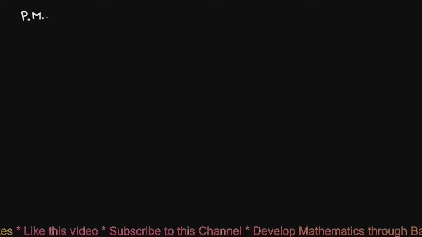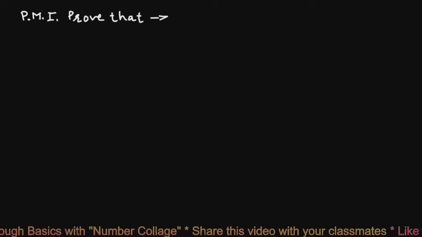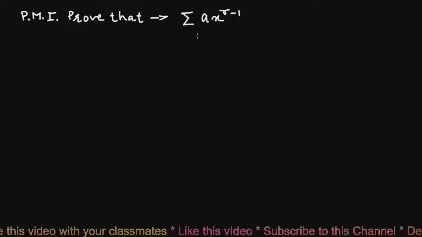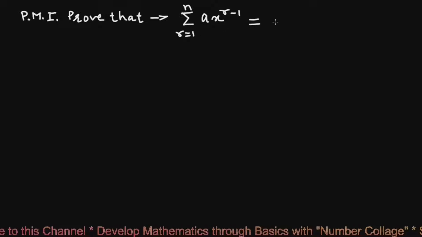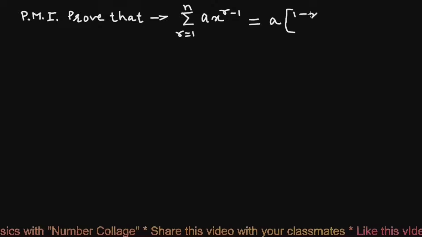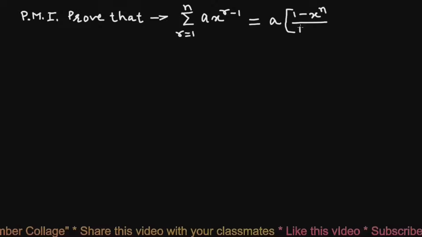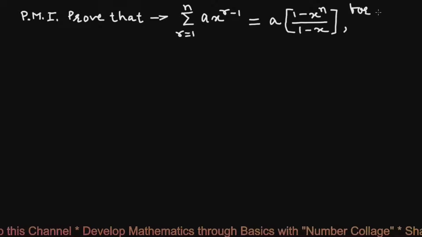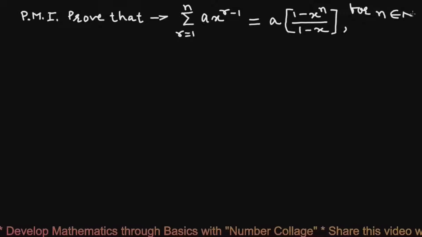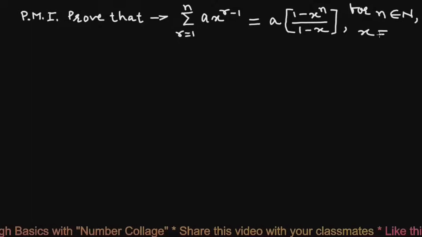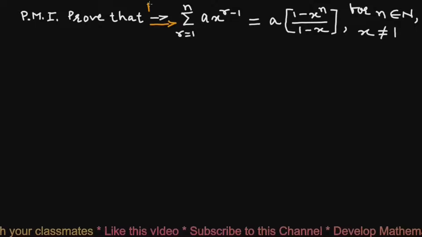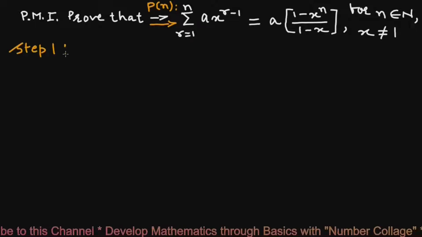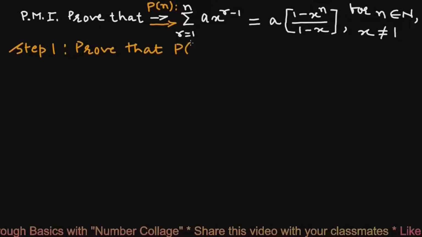By principle of mathematical induction, prove that summation a x raised to r minus 1, r runs from 1 to n, equals a times 1 minus x raised to n upon 1 minus x for all natural numbers n and for x not equal to 1. We will assume this statement to be Pn. In step 1, we will prove that P1 is true.